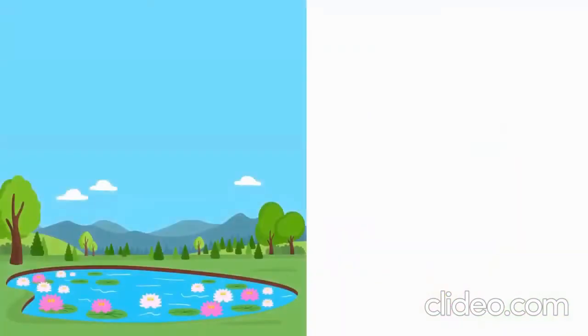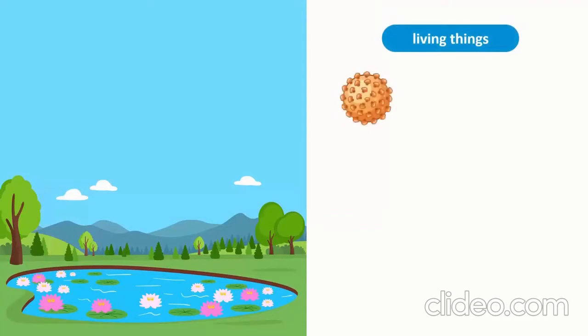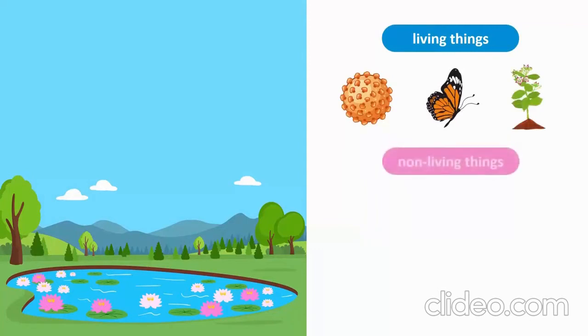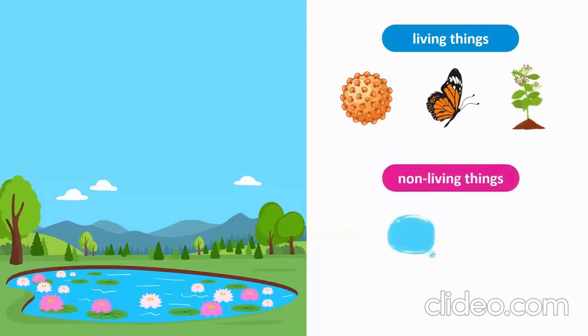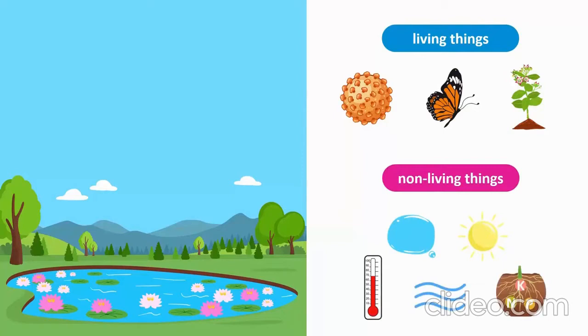So, a pond is an example of an ecosystem. We have observed that there are many different types of living things within an ecosystem, from microorganisms to insects and plants. These living things depend on non-living things, like water, sunlight, temperature, air, and nutrients for their survival.